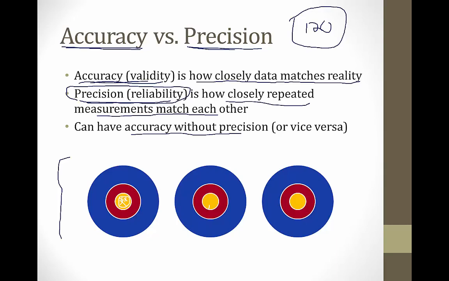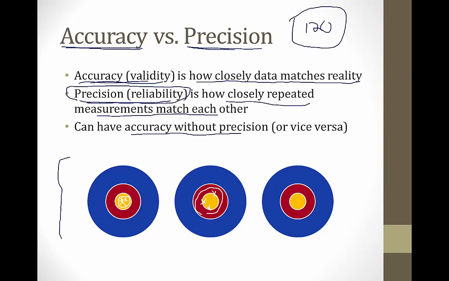Now let's suppose we get 3 measurements that look something like this. Well, we would say these measurements are relatively accurate because they're hitting very close to the center of the target like we want. So they would be accurate, but they're not very precise because you can see that the 3 tests are far apart from each other. So this test has a problem with precision. Repeated measurements are falling far away from one another.